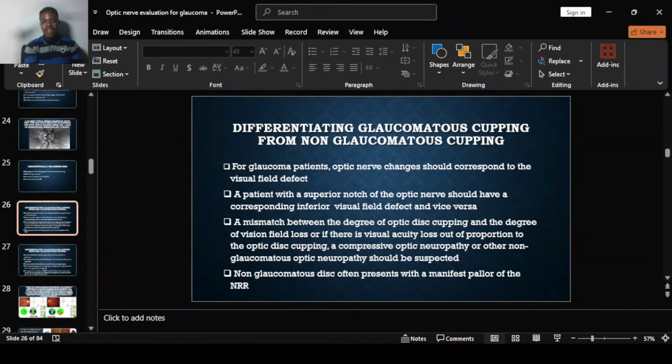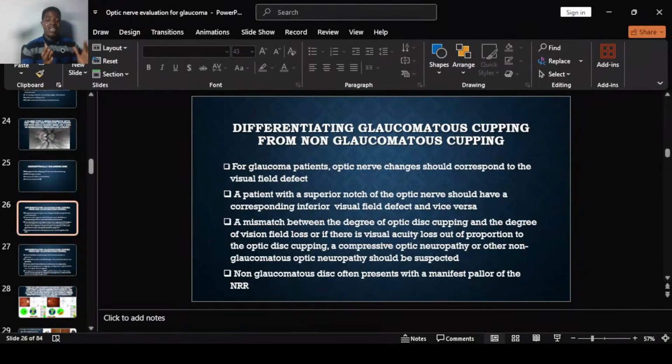And then a mismatch between the degree of optic disc cupping and the degree of visual field loss, or a visual acuity loss out of proportion to the optic disc cupping, means a compressive optic neuropathy or other non-glaucomatous optic neuropathy should be suspected. What we are trying to say is that whenever there's a mismatch between the degree of optic disc cupping and the degree of visual field loss, for instance, you are seeing a visual field loss that is so much and then the cupping is not large, we want to question why. And again, remember that glaucoma respects the horizontal meridian.